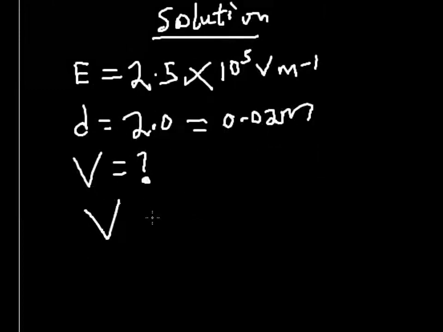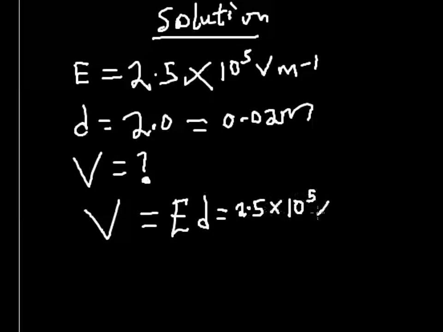So apply the formula. Remember, V is equal to ED. I've already derived this formula. So this is going to be equal to, what's my E? My E is 2.5 times 10 raised to the power 5, multiplied by the distance, which here of course is 0.02. If we do this multiplication, this is going to give me 5, because 2 times 2.5 is 5.